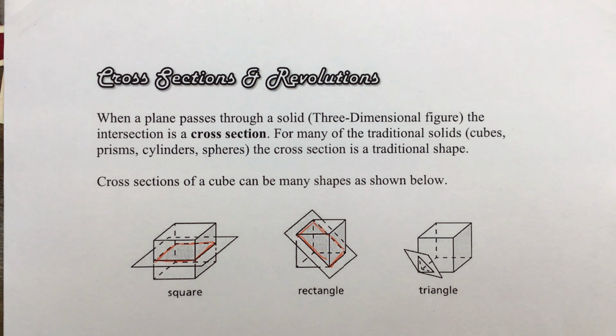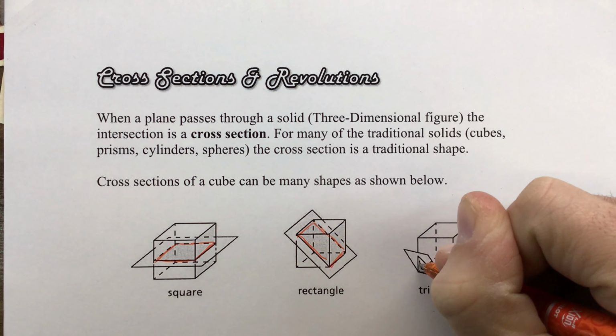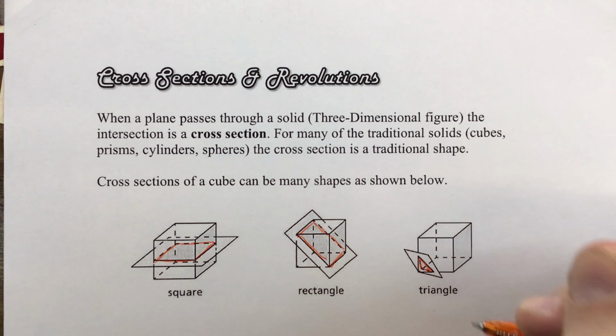Okay, take that diagonal plane and shift it over a little bit. You can actually just cut off a corner of this, which would give you a triangle cross-section. Okay, and depending on the tilt of that, you could get an isosceles triangle, you could get an equilateral triangle, you can even make it scalene.